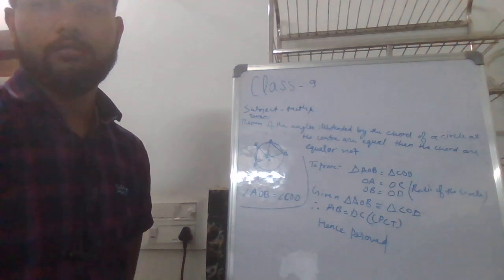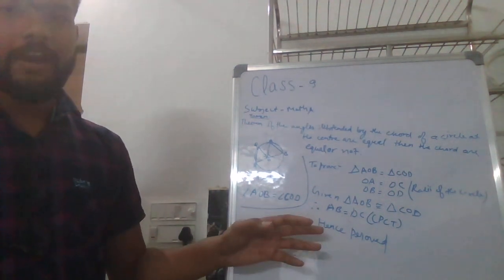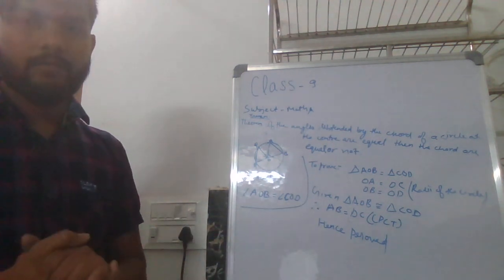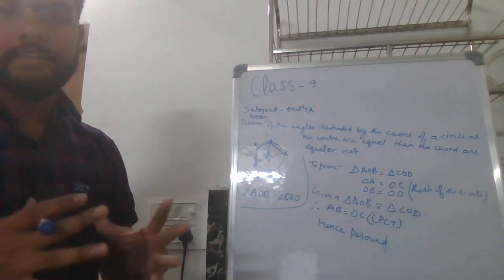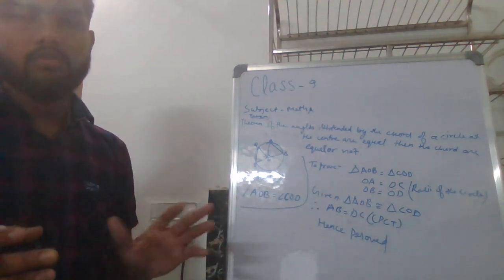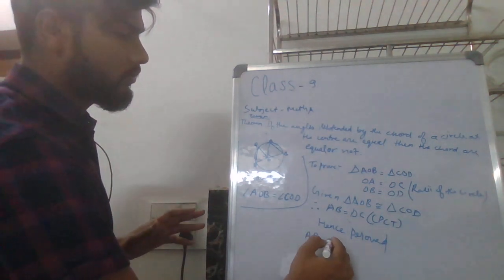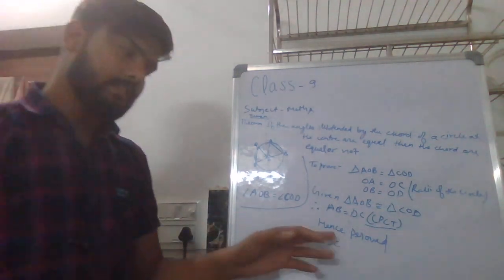Now we have proved that these two triangles are congruent. Now what do we have to do ahead? We can see this is a CPCT rule. Okay, very good. So now we can see that AB is equal to DC by the CPCT rule. Okay, so this is hence proved.